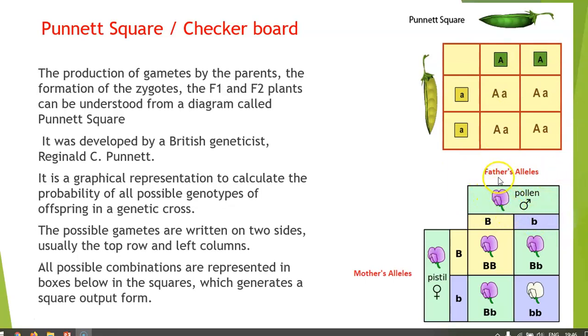Just have a look at another example here. You have along one side the father's allele, that is from the pollen grains. These are the possible gametes, and the mother's allele, that is the pistil. Here you have the possible gametes from the mother, and then they are simply brought together. Here two capital B's come together, one capital B and one small b coming together here. Then you have the capital B and the small b coming together here, and the two small b's coming together here. This is a diagrammatic representation of the possible alleles in a cross, which is called the Punnett square.